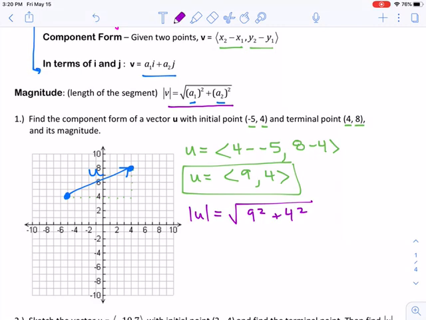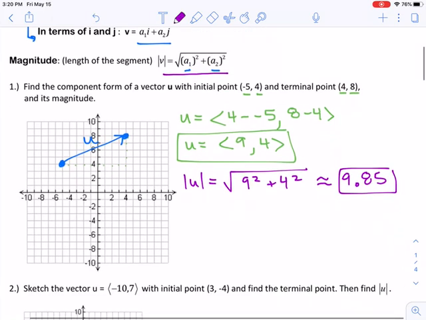And you can leave it as a radical, or you can always simplify it down. So we can leave it as the square root of 97, or you can write it as a decimal as approximately 9.85, since we're looking at length.